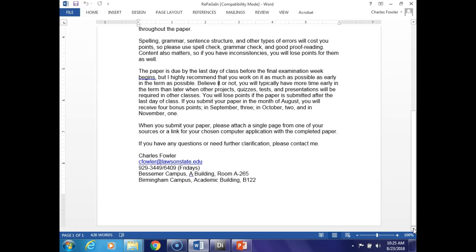Okay. Now here's one thing I require. I don't know anyone else that does, but I want to see this. When you submit your paper, please attach a single page from one of your sources. So let's say it's a book, a journal, a magazine, something you got out of the library. Take it over to the copier and make me a single page from that source. Okay? If it happened to be something you got off the internet, print me a single page from that source. Just one page. I don't need a page from every source. I don't need the whole source. Just a single page from one of your sources.